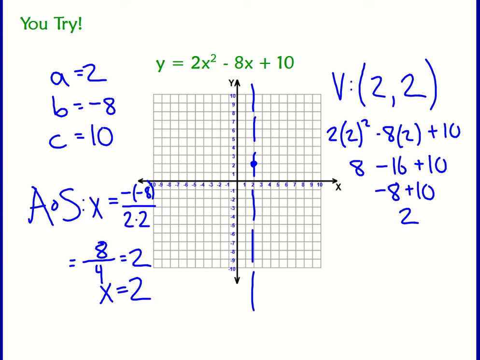Next, I know that the y-intercept is 10, so I can put that on. That's 2 units away from my axis of symmetry, so I can go 2 units in the other direction and go ahead and have that point.